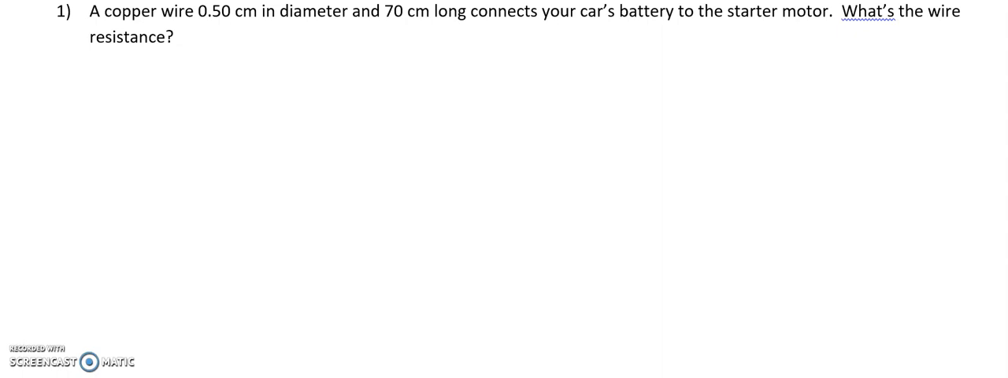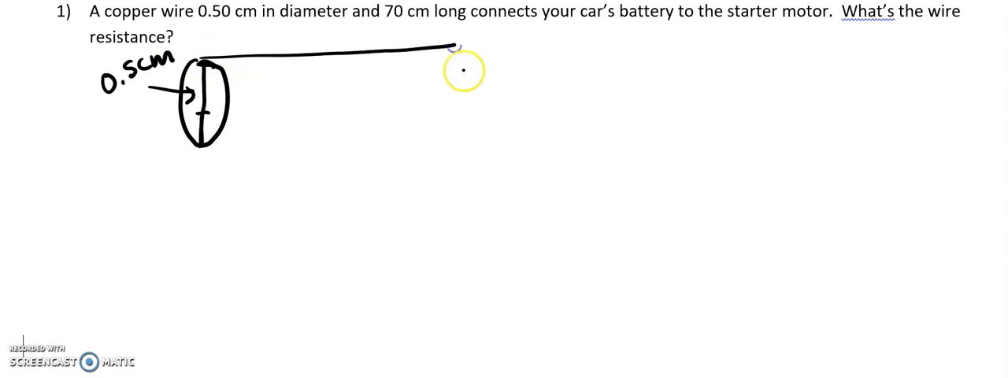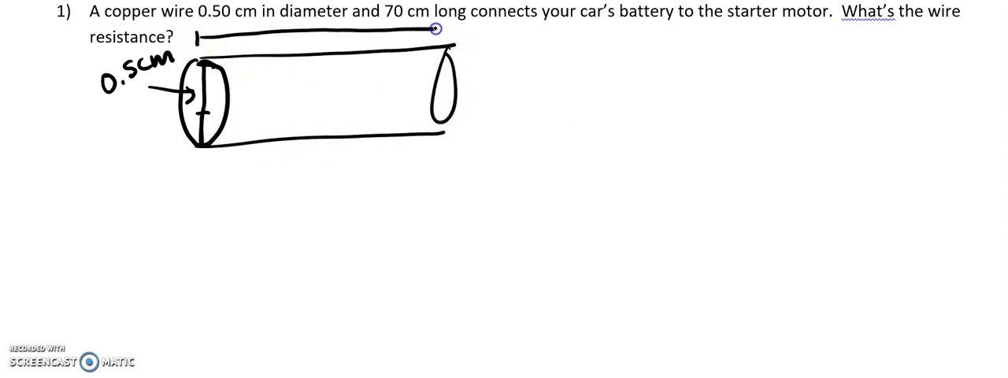We're using our new resistance equation. So I'm going to go ahead and draw a picture as we read along. So a copper wire, 0.5 centimeters in diameter. Draw my good old wire. And this is the diameter. So that is 0.5 centimeters and 70 centimeters long. So a little bit less than a meter. So this is what, 70 centimeters?